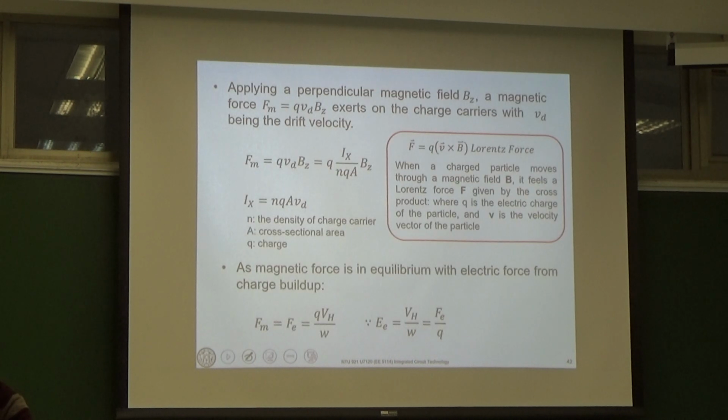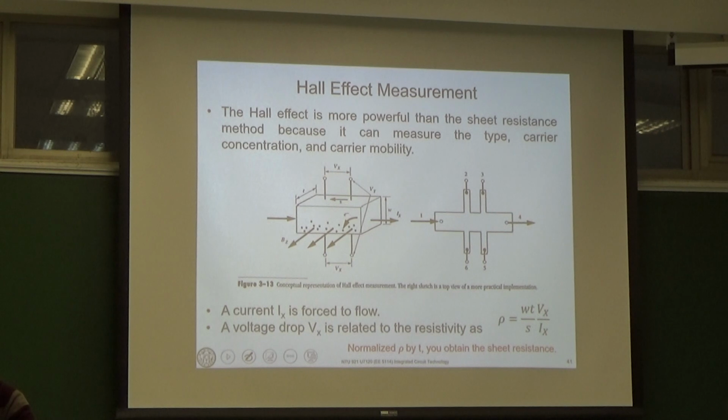Let's see. Okay, so here is the 3D view of your material. T is the width, and W is the height here, and this is the X direction, this is your Y direction, and this is your Z direction. Let's define these directions first.